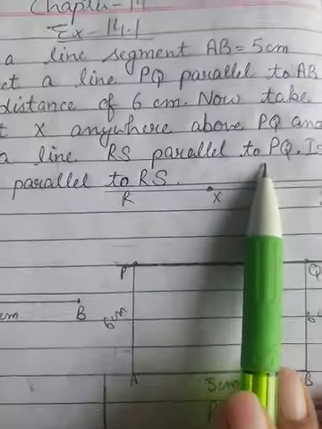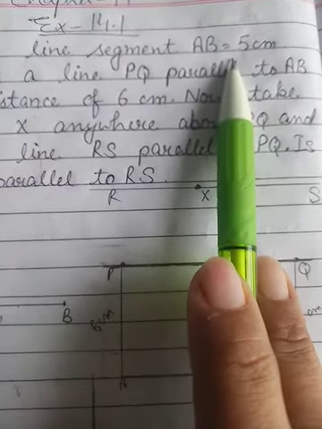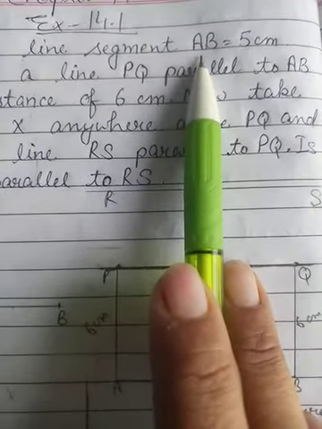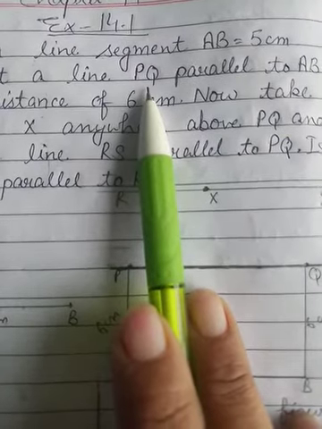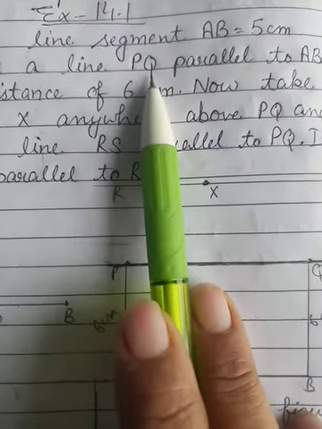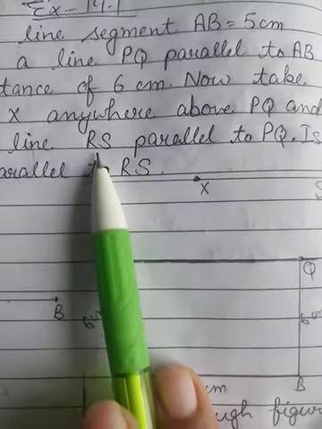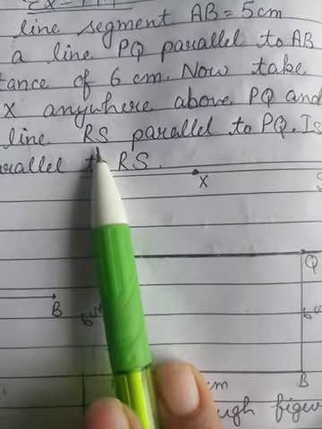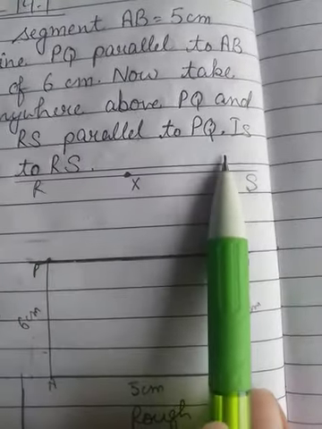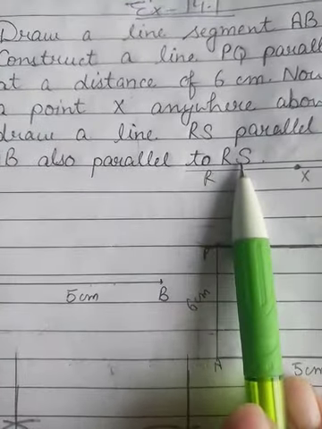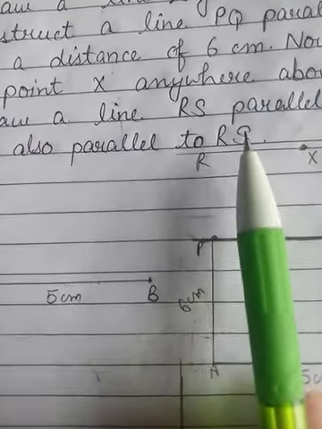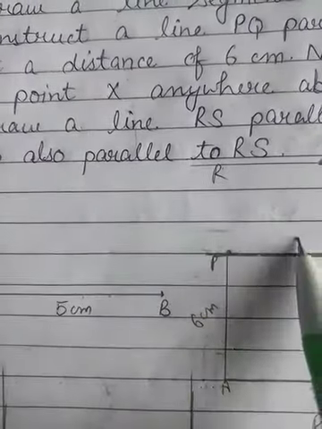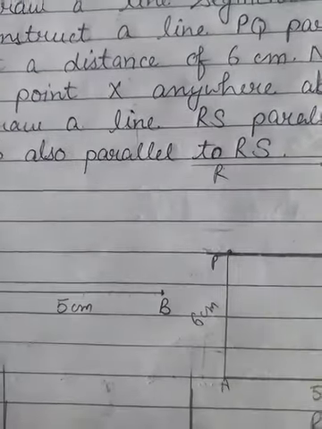So very firstly we need to draw a line segment AB, that will be 5 centimeter. Then we need to construct a parallel line PQ which will be parallel to AB. Then another line parallel to PQ, and the name of that line will be RS. Now we need to check whether AB is also parallel to RS. Means we need to check whether this third line which we made is parallel to the first line, the starting line. Okay, so let's see how to do it.